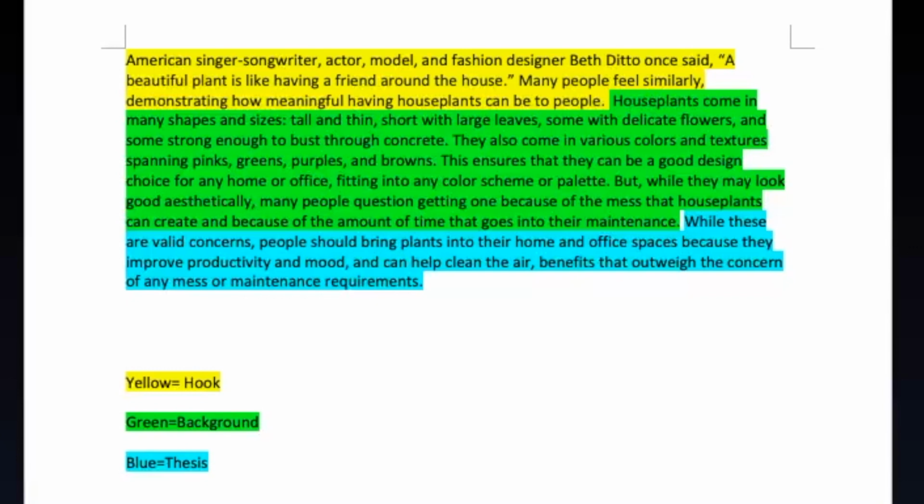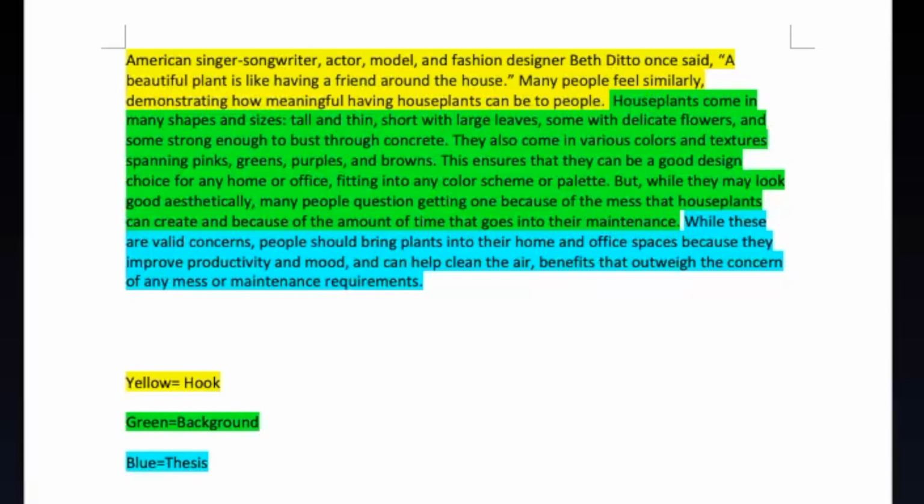So here we started kind of broad. We talked about maybe the shapes and the colors, giving context to what we're talking about, houseplants in general and what they are, and ending pretty narrowly, talking about their aesthetic, but also the fact that people may question it. Is it a good idea or is it not a good idea to have houseplants?